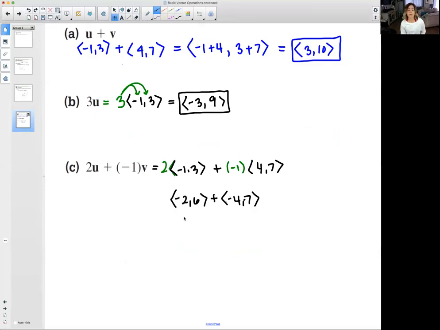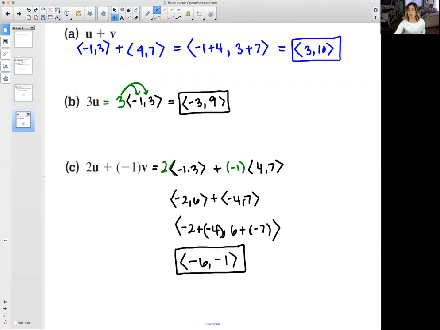Then go ahead and add those. So we'll end up doing the -2 plus the -4, adding those horizontal components. And then we'll add the vertical components together as well, 6 and -7. Then once you simplify, you get -6 and -1 for your final resultant vector of that.